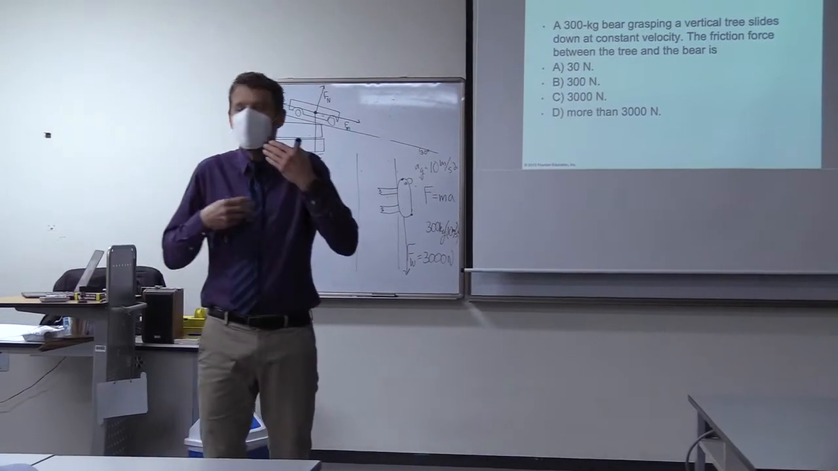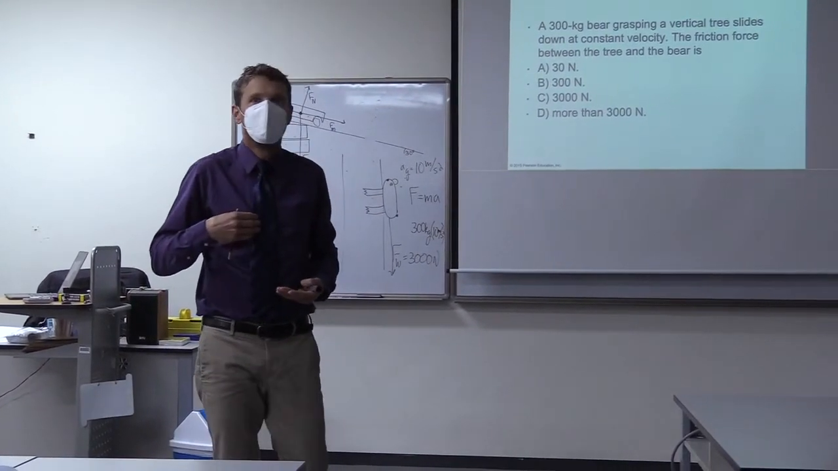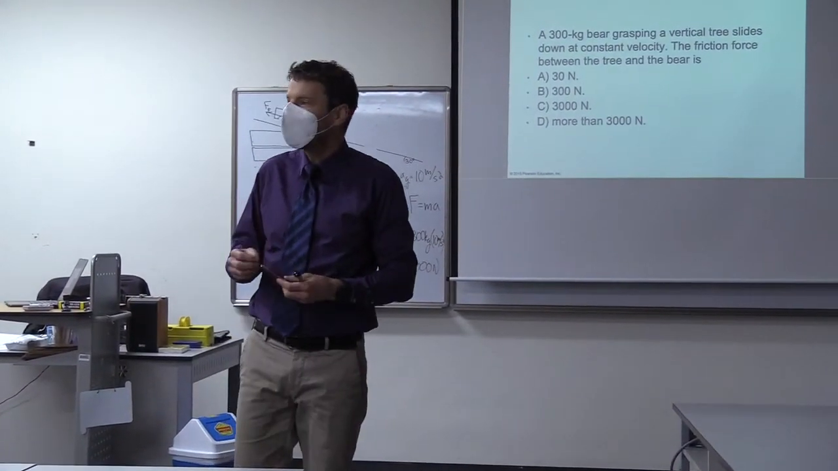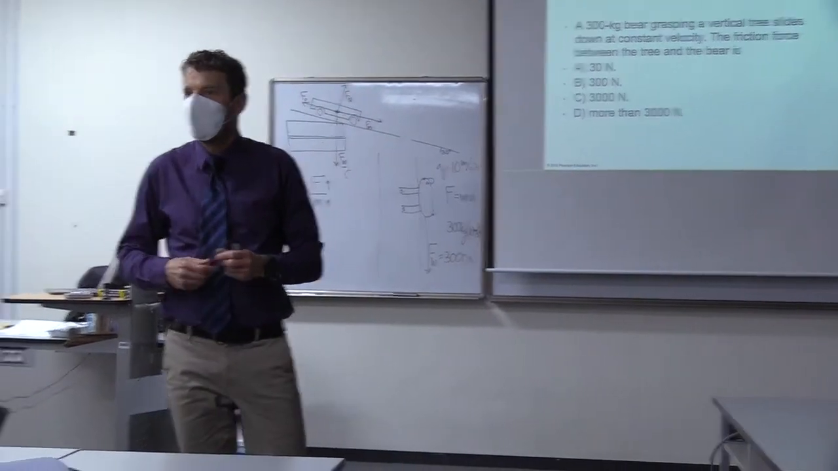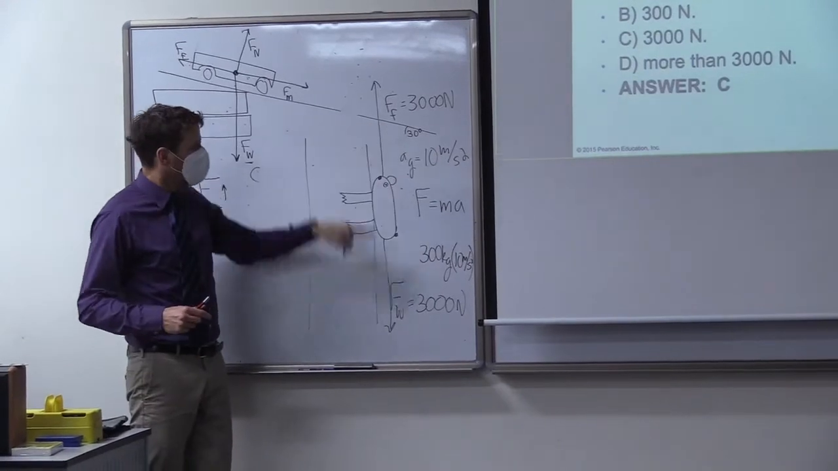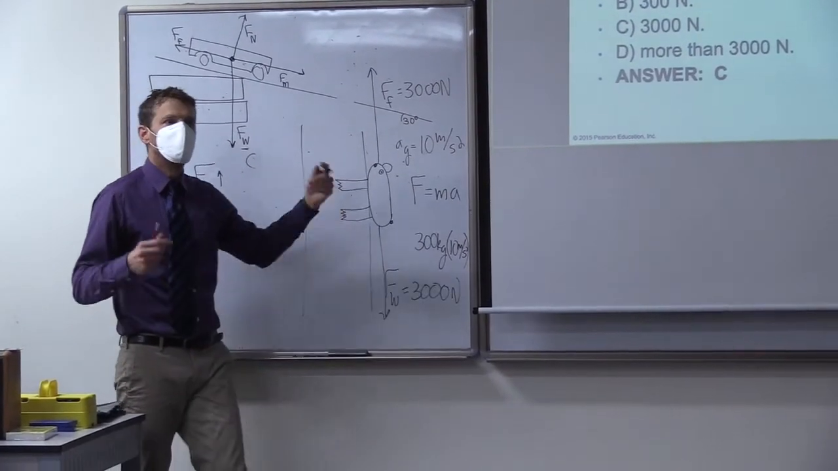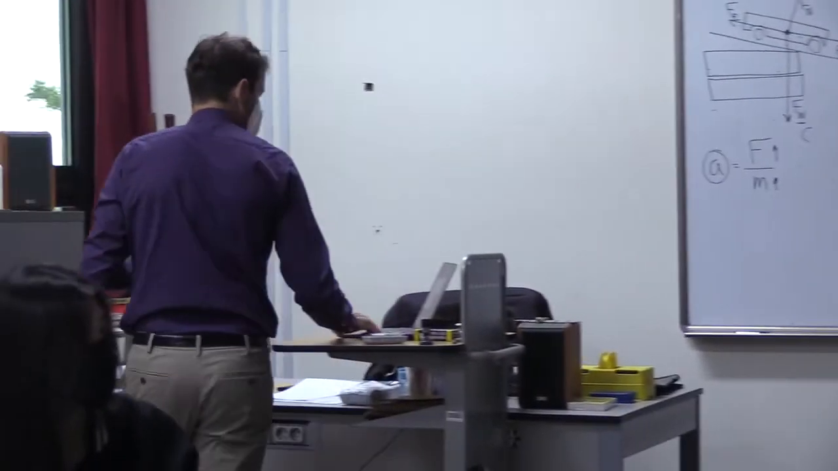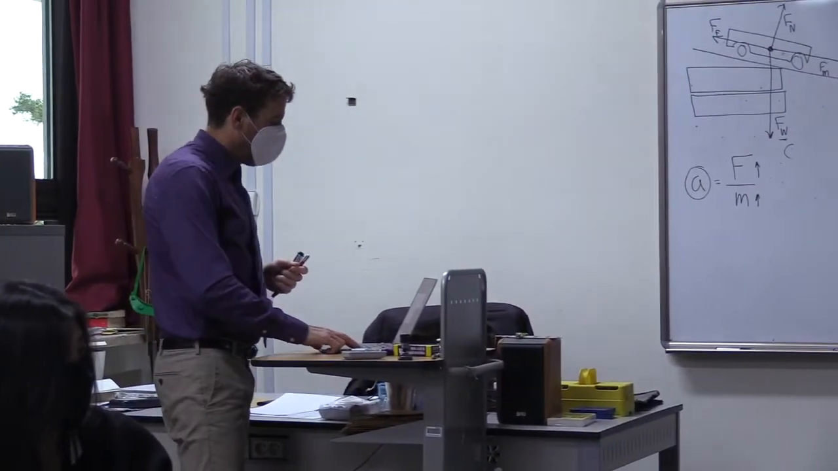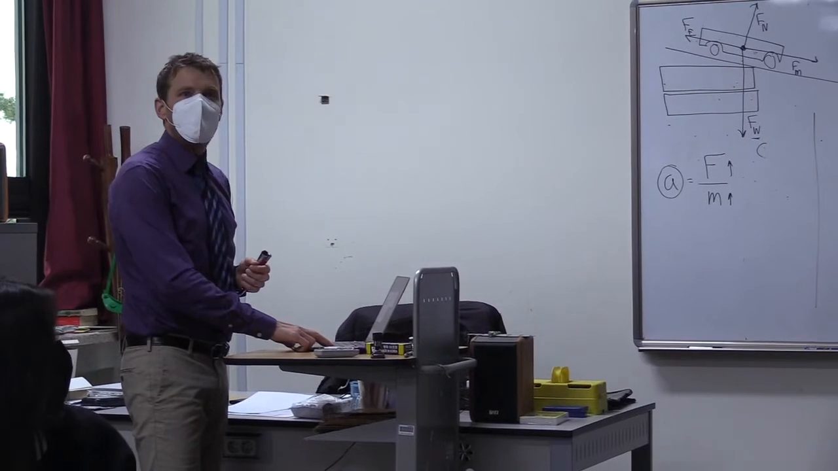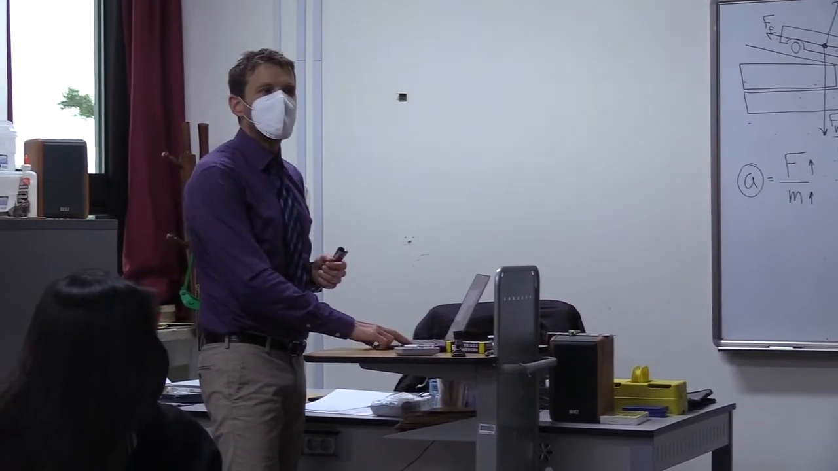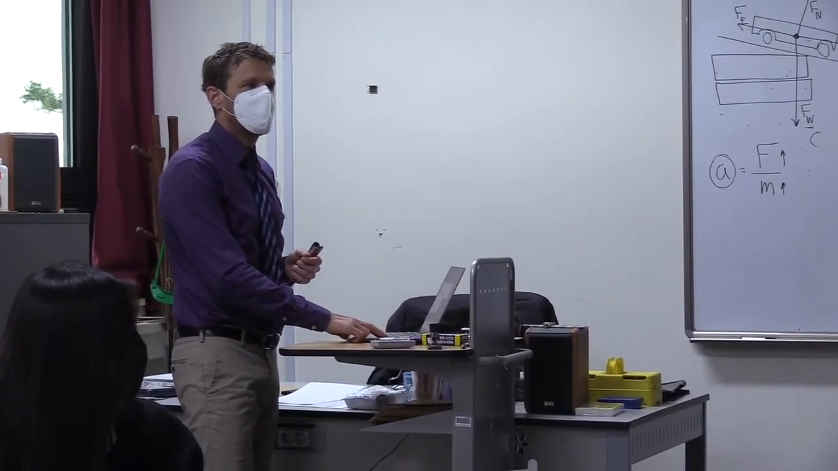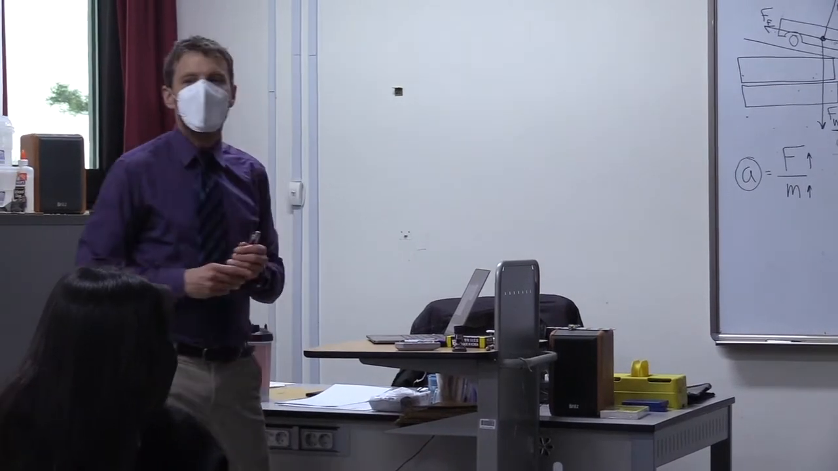At least, if it's going down at constant velocity, what must be the force of friction? Jim? 3,000. The two are equal and opposite. So the bear's moving down the tree at constant velocity. All right, well, guys, what you just found for the bear is called weight. That's how we find our weight.